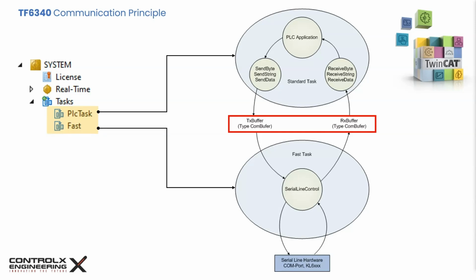The function blocks for receiving and sending data, which we will look at shortly, make use of only an additional data buffer for data exchange and are thus independent of the hardware being used. In all cases, a communication block using the serial line control function block from the library is called in the fast task. This function block handles the data traffic between the receive and transmit buffers and the hardware with maximum speed in the background.